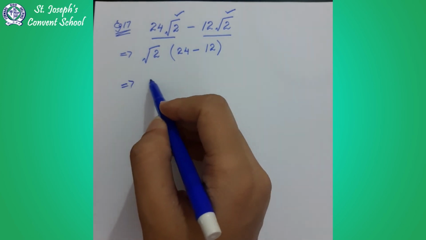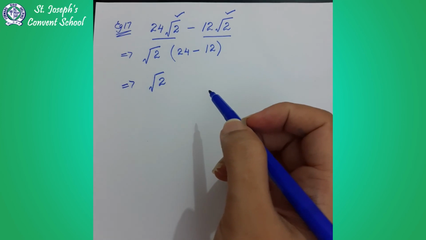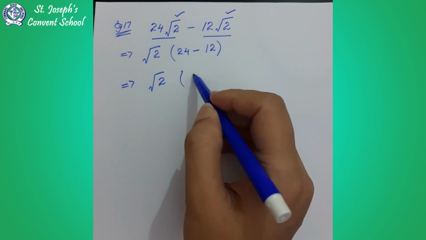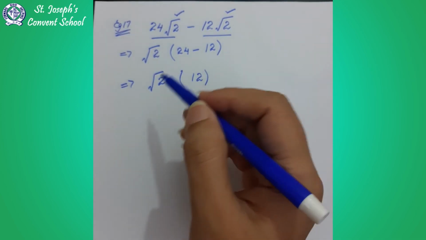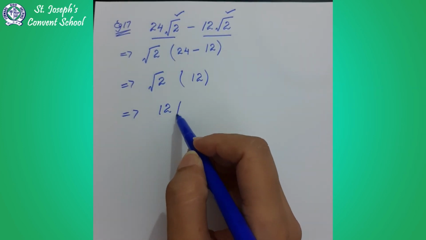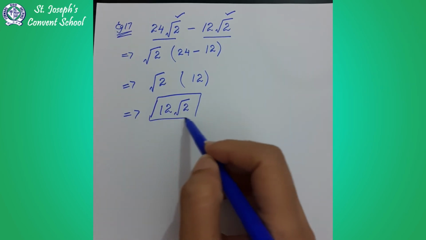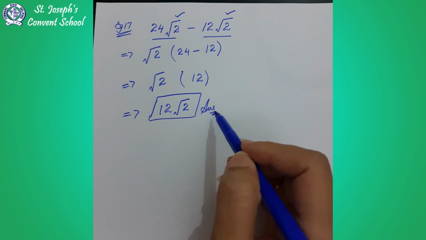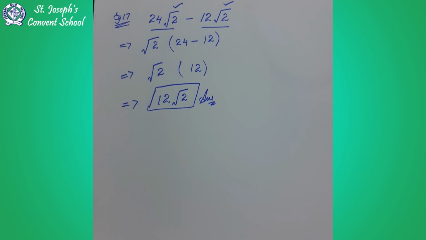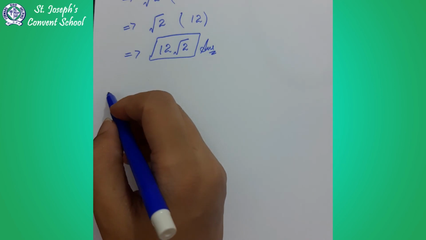So this root 2 stays as it is. Okay, and 24 minus 12 is 12. So you write 12 first and then the root. So it is 12 under root 2. So this is the answer. Okay, it is not difficult. Just check the root. If it is the same, then take out common and subtract the remaining terms. Okay, it's simple.